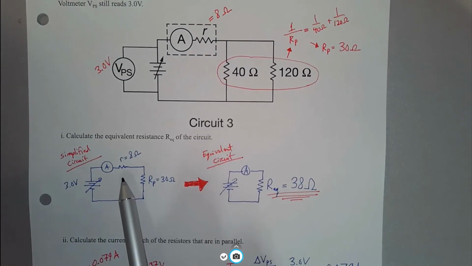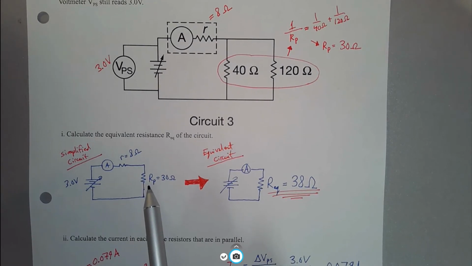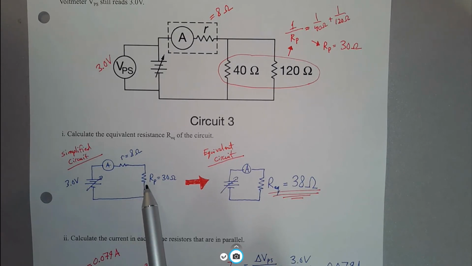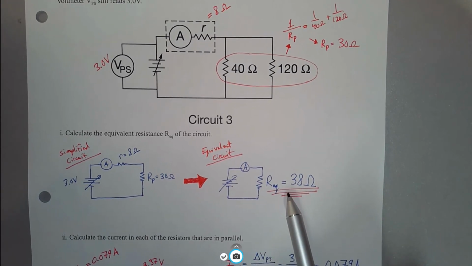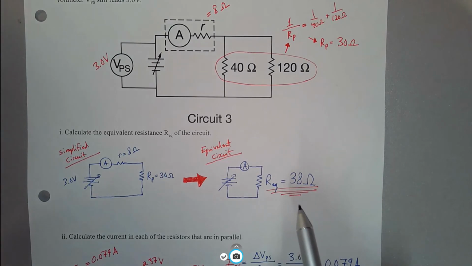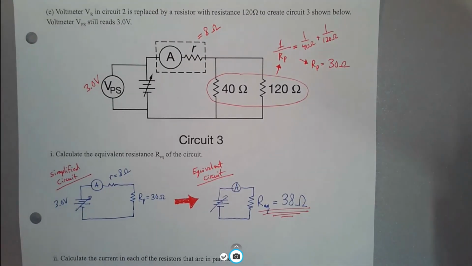So now we have one simplified circuit, an 8 ohm resistor in series with a 30 ohm resistor. And remember, to combine series resistors, you just add those two things together. So an 8 ohm and a 30 ohm in series act like just one 38 ohm resistor. And so the equivalent resistance of these three turns out to be 38 ohms.